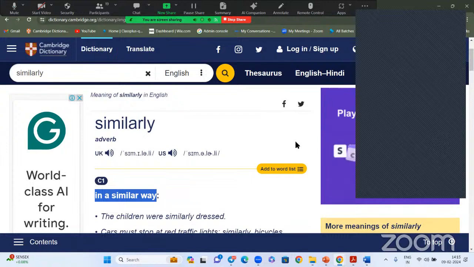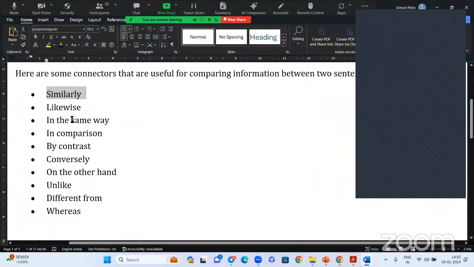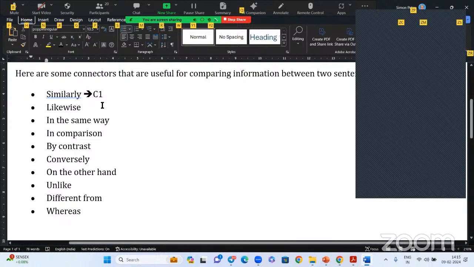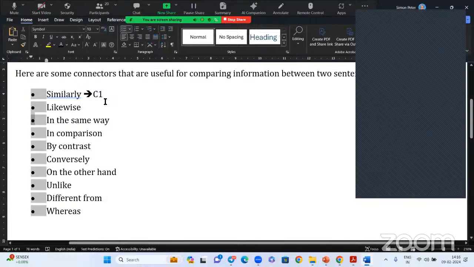Yeah, Meera, thank you very much. So write down the word and write C1. In the same way, what are the other words? Likewise. Conversely. So similarly is a C1. Likewise. Yeah, thank you very much. That's a good job. That's really good job.